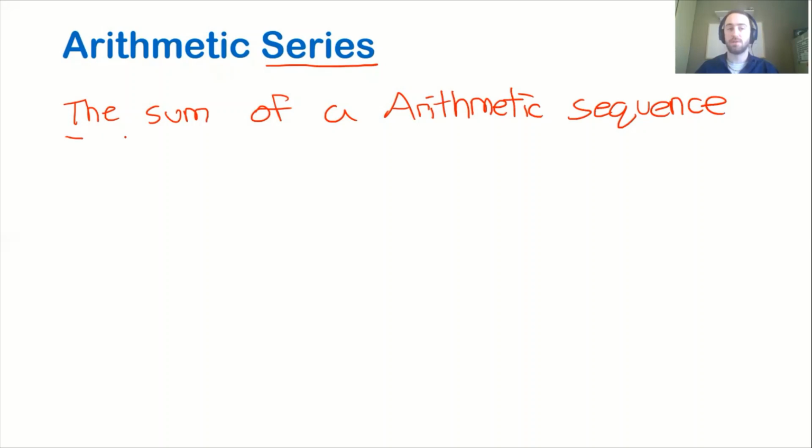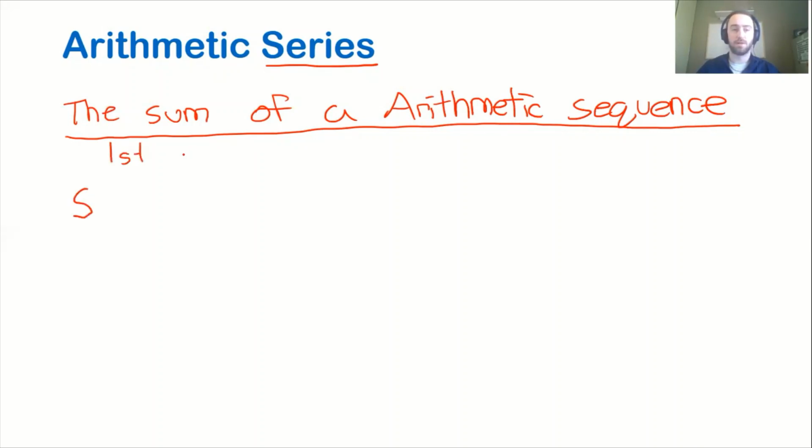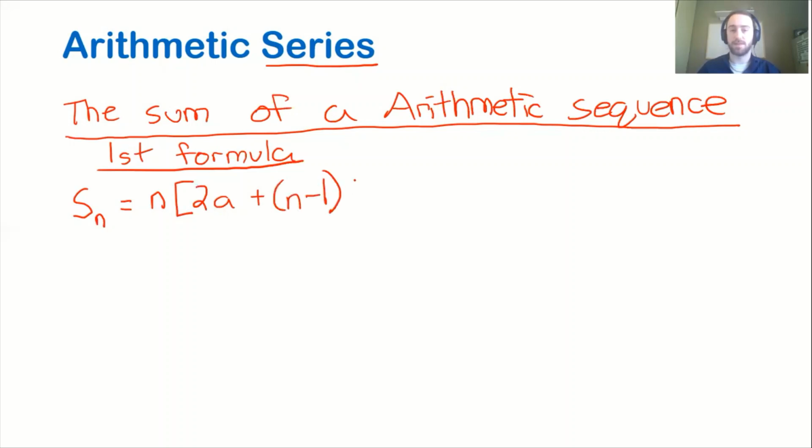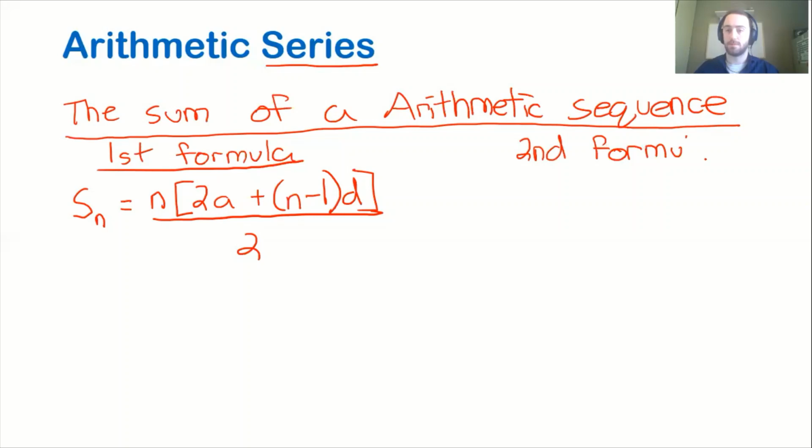We have two formulas that we're going to use in helping us determine an arithmetic series. Our first formula is as follows: S sub n, meaning the series at any given term, is equal to n(2a + (n - 1)d) all over 2. Again, we'll go over a derivation of these formulas at the end of the video, but for now, let's just know how to use them. Our second formula is simply S sub n is equal to n over 2, all multiplied by (a1 + an).